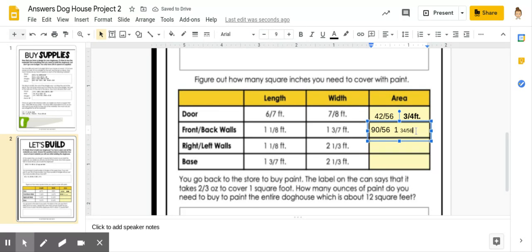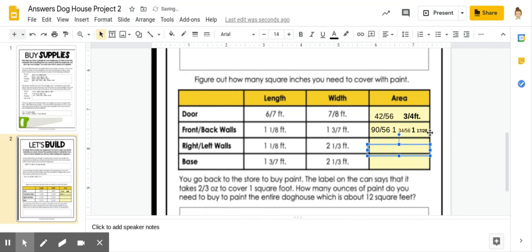34 over 56 can be reduced. So we end up with 1 and 17 over 28 because they can be reduced by 2. So 34 divided by 2 is 17. 56 divided by 2 is 28. So that's my final answer: 1 whole number and 17 over 28. Okay, that one was tricky.